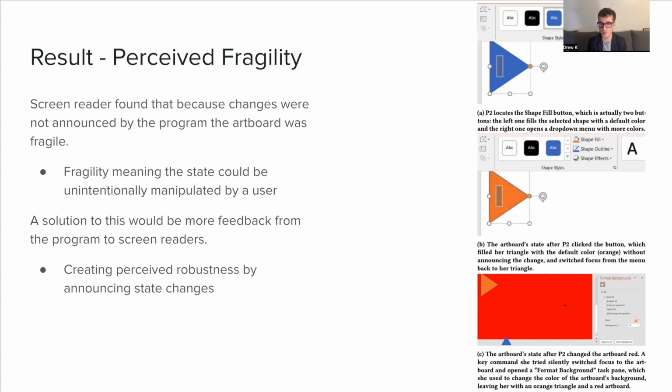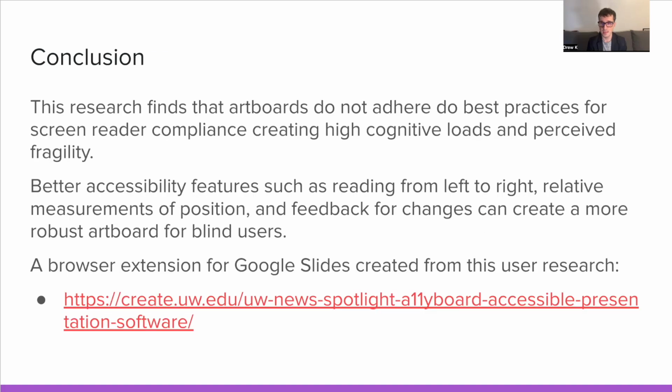A solution to this problem would be for the artboard to announce changes to screen reader users to increase perceived robustness. In conclusion, the most popular artboards are not well designed for use with screen readers due to poor design choices. These artboards create high cognitive load and perceived fragility among blind artboard users.